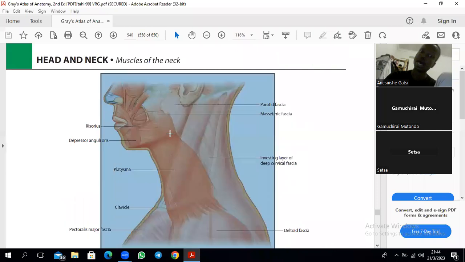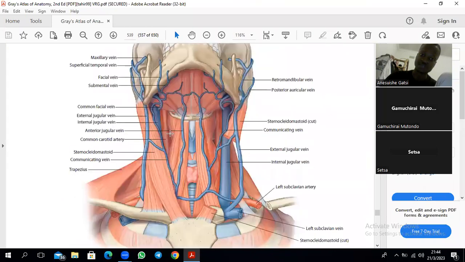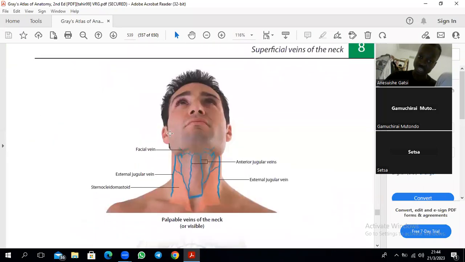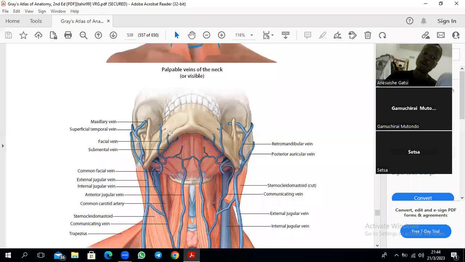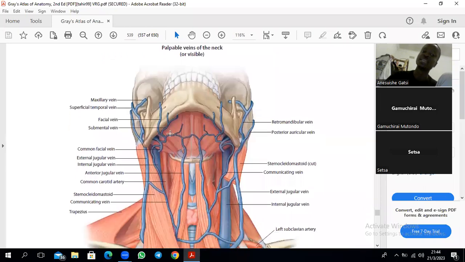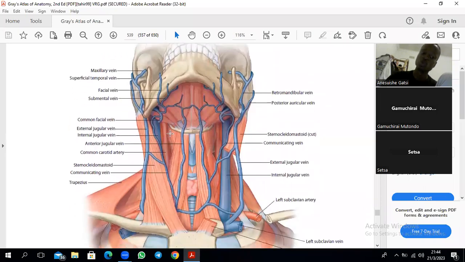And those cutaneous nerves, I can't really find a diagram as yet, but remember we said they'll be coming from C2, C3, and C4. And there are 4 of them. The 4 that I want to mention innervate the skin of the neck on the anterior side and the sides.